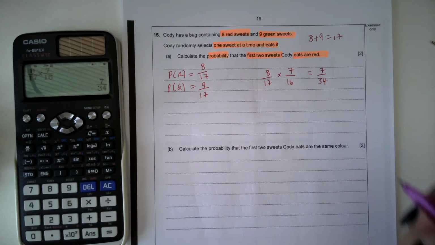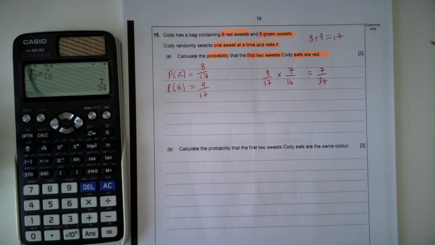It's a calculator paper, make your life as easy as possible. So we have 7 over 34 as our probability that the first 2 sweets Cody eats are red.